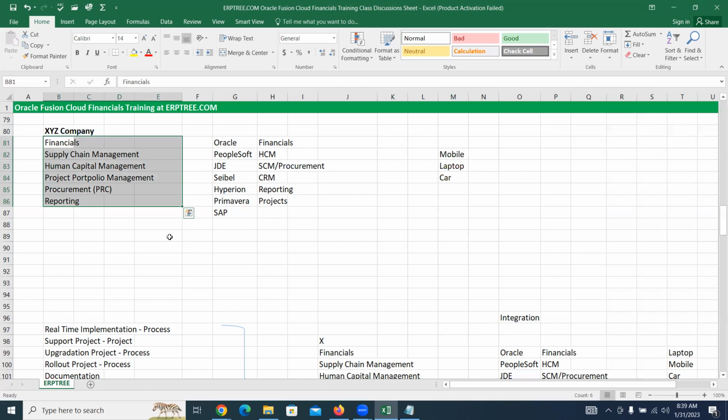Otherwise, whatever communication takes place within the organization cannot be established in the system environment. Those applications should connect to each other for data communication purposes, and there should be flexibility. The finance application should be able to interact with the supply chain applications. Supply chain applications should be able to interact with human capital management applications. The finance application should be able to interact with project portfolio management applications, and procurement should be able to interact with the supply chain applications or finance application.